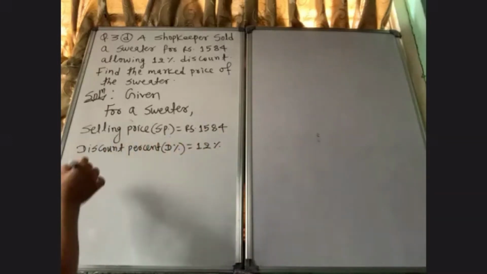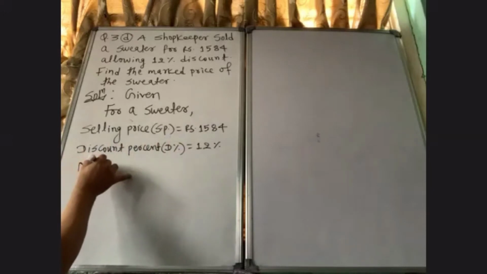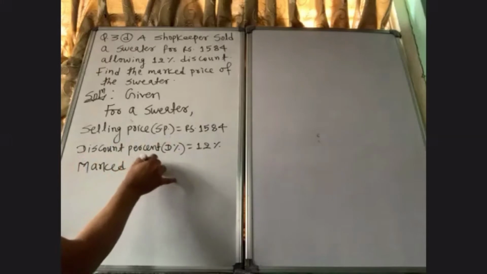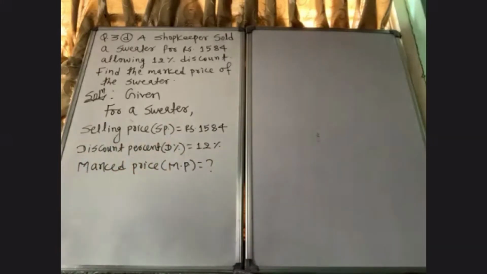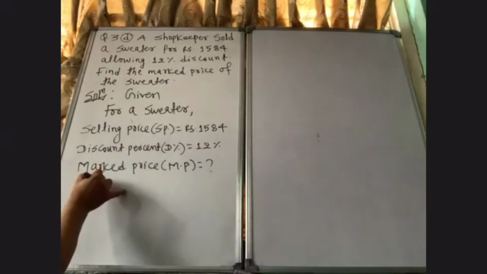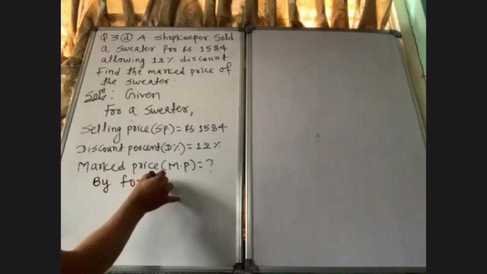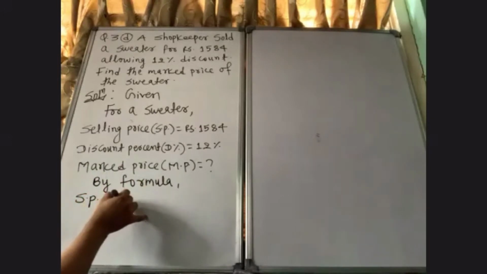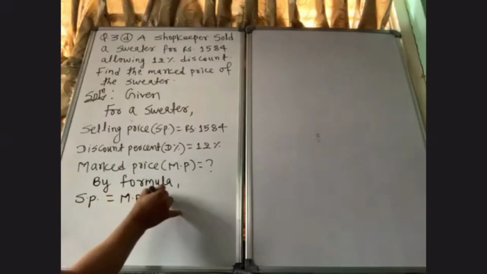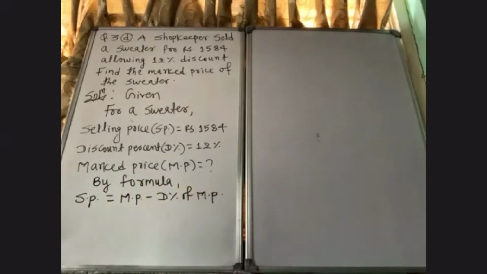Then what are you asked here? You are asked to find the marked price. So marked price MP is equal to what? We are going to use the formula here. The formula for SP is MP minus discount percent of MP. This formula we will use.